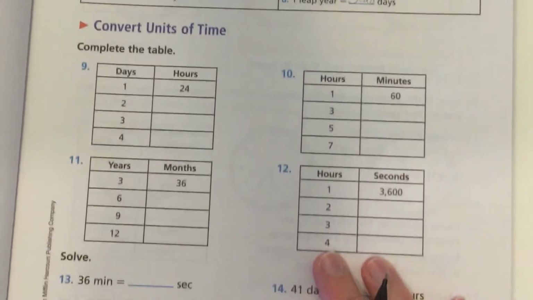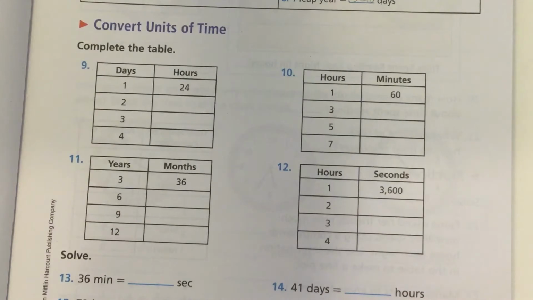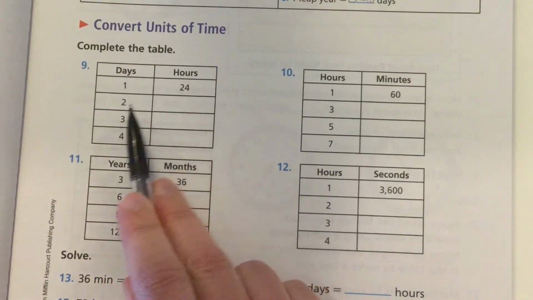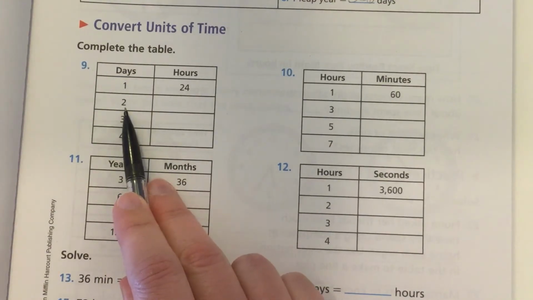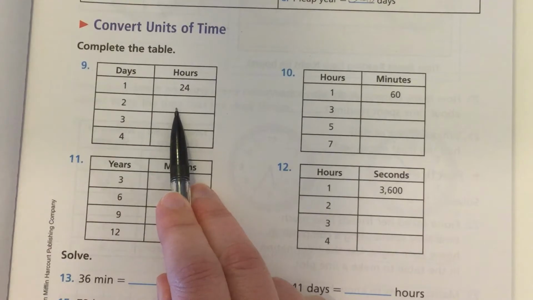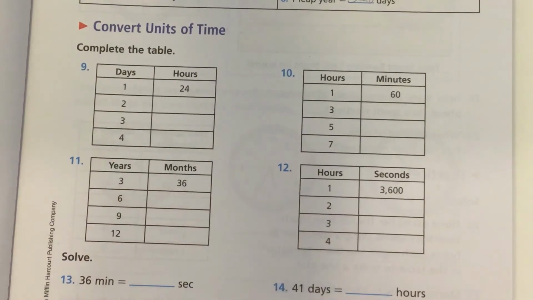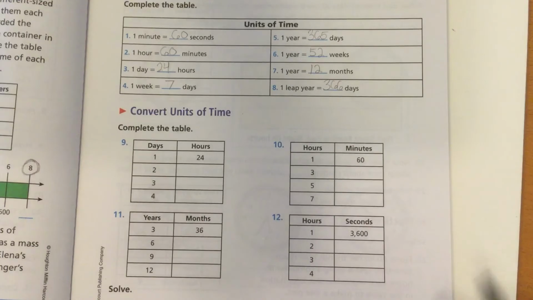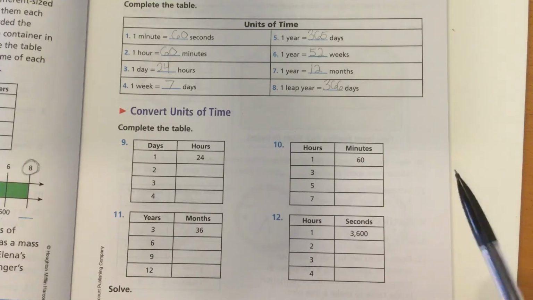Okay, convert units of time. So here's where that chart that we just did is going to come in handy. 1 day equals 24 hours. 2 days, we would need to multiply to figure out how many hours. And of course, your brain is probably predicting the answer. You're probably using mental math. But I want to show you how to use this chart so that you can be very careful as you go into things that maybe you don't have memorized or aren't as easy with mental math.